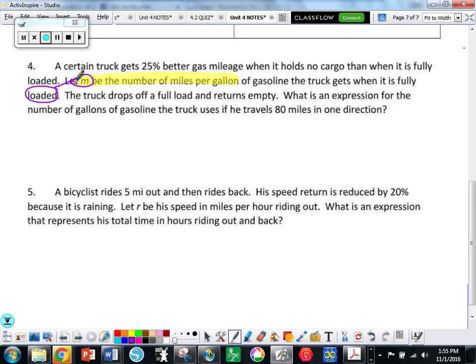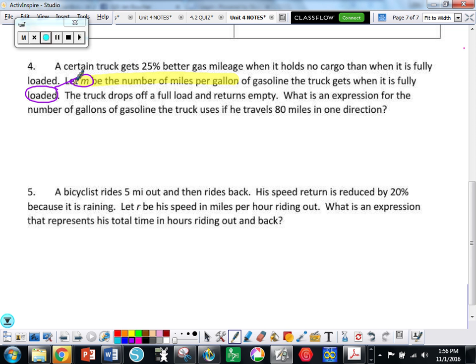Now if I have a better gas mileage, the M's going up. If I have a worse gas mileage, the M would go down, right? So if M was 25, if it has a better gas mileage, M goes from 30, 40, 50, and so on. Okay, the truck drops off a full load and returns empty. So the truck goes somewhere, and then when it comes back, is the gas mileage better or worse?